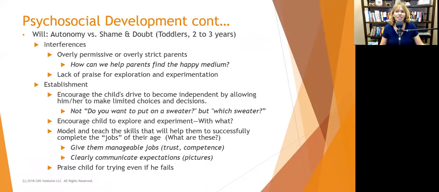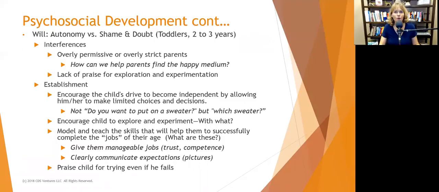We want to model and teach skills that are going to help them successfully complete the jobs of their age. So thinking about children that you work with and what are appropriate jobs for 2 to 3-year-olds? They're not going to probably be old enough to take the trash out, but what can they do? They can potentially pick up their toys. They can potentially clear their plate at the end of dinner. So there's things they can do. They can feed the dog. Anything that the child can do, you want to show them how to do it, make sure that they know how to do it, and then let them try it. And this manageable job allows them to develop a sense of competence in what they're doing and trust and be proud of themselves that you trusted them to take on this task.